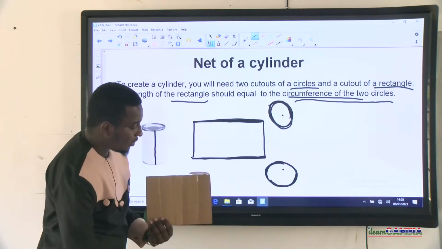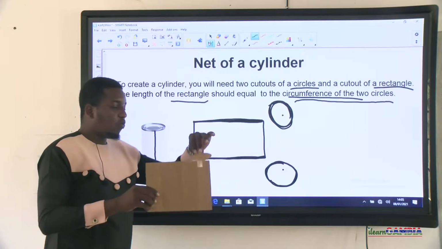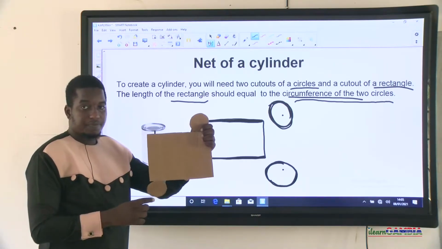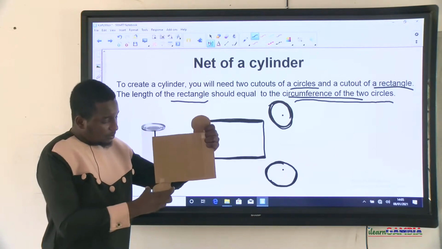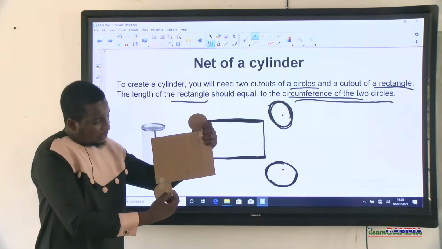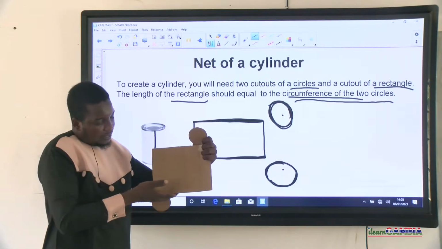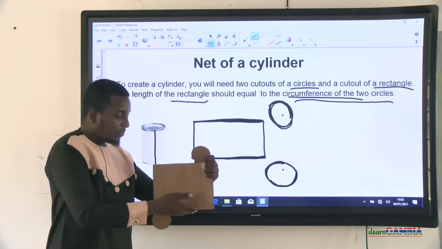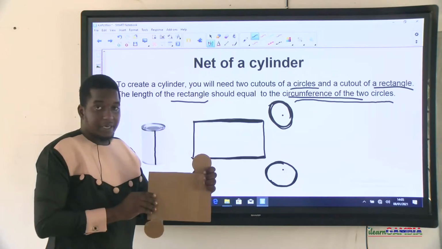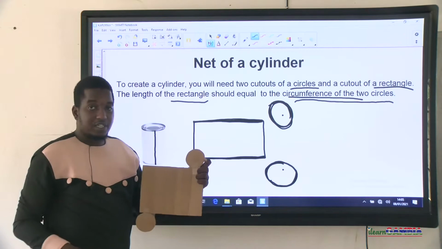Later we will fold it and see what we are going to have. This is one of the circles that we need, and here is the other one that we need. So here also, the circumference of this small circle, that is the cutout here, is equal to the length of the rectangle. So if we fold this perfectly, we are going to have what we call a cylinder.